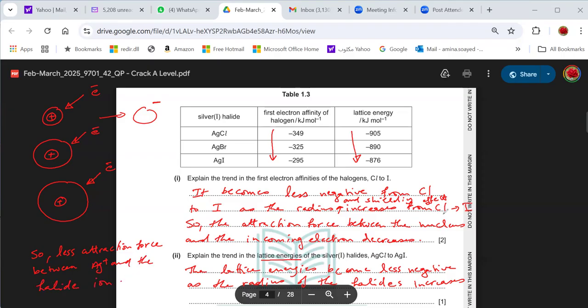We know that when the radii of both the positive ion and the negative ion are small, the attraction force will be big. But as we have the silver ion the same, and the negative ion increasing in radius or size, the attraction force will be less.